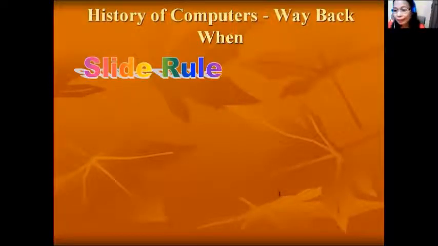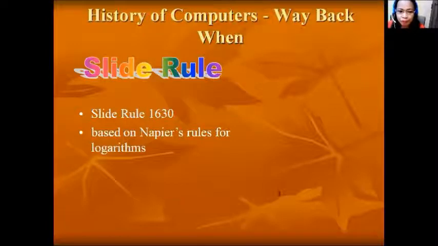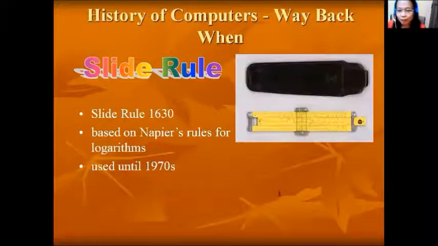So the next is the slide rule. Are you familiar with the slide rule? The slide rule, in 1630, was based on Napier's rule for logarithms and used until the 1970s. So this is how a slide rule looks. It looks like a ruler to me, actually. But this one is used to compute trigonometric functions, okay?